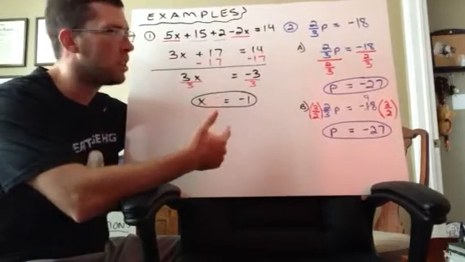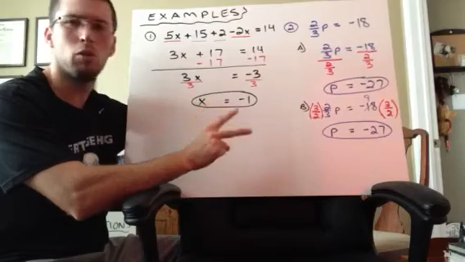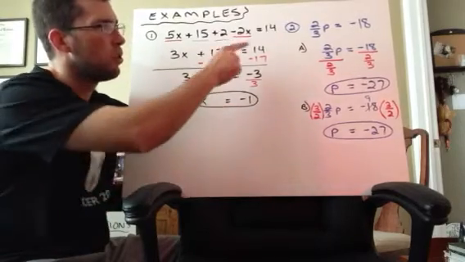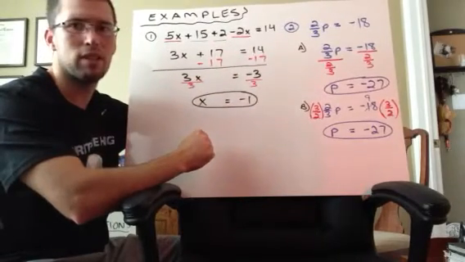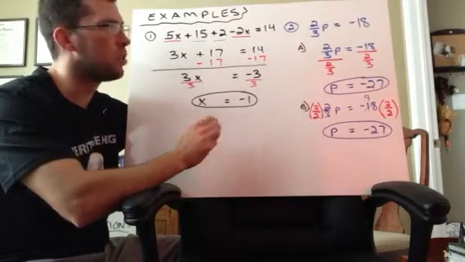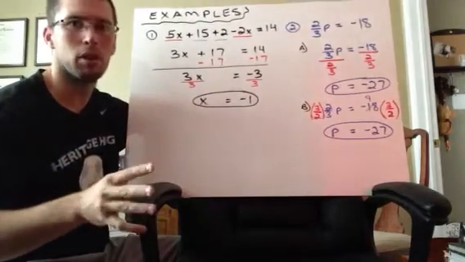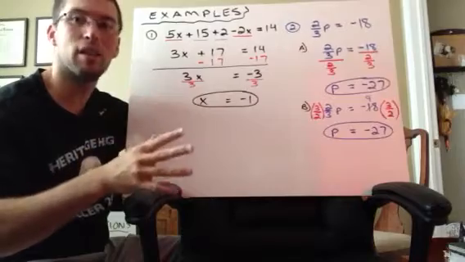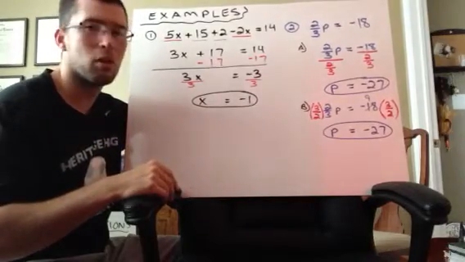Number 2 is a little different. I'll give you two ways to solve this one. It's 2/3 p equals negative 18. Now, the 2/3 kind of scares some of you, I'm sure, and some of you are like, okay, I know exactly how to approach this. But it is an awkward problem.